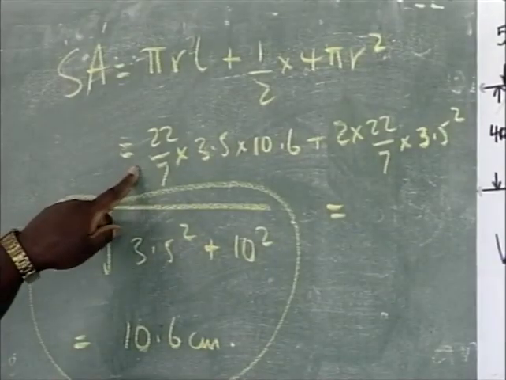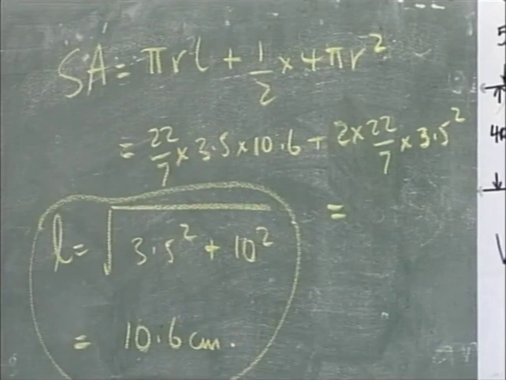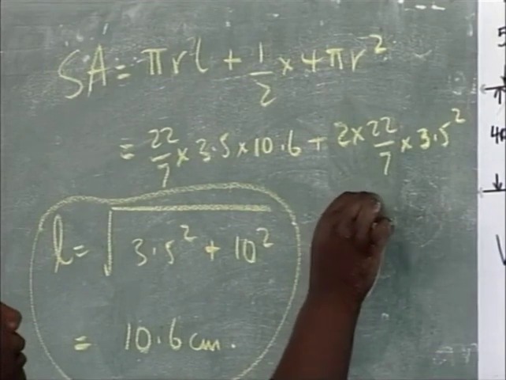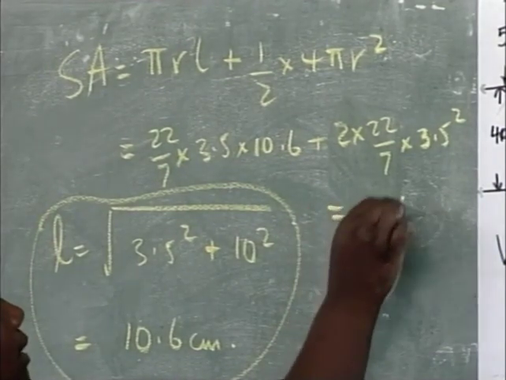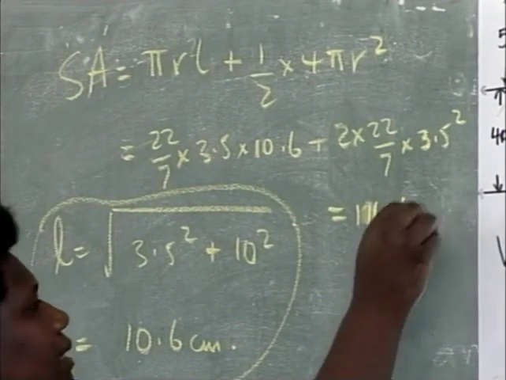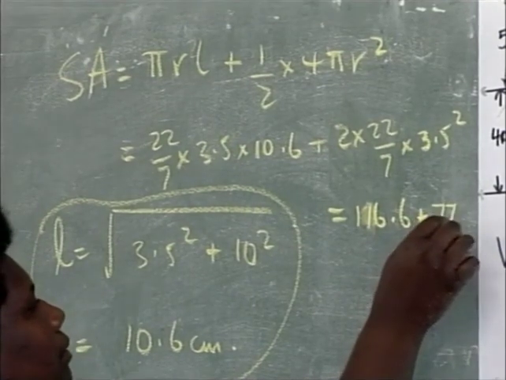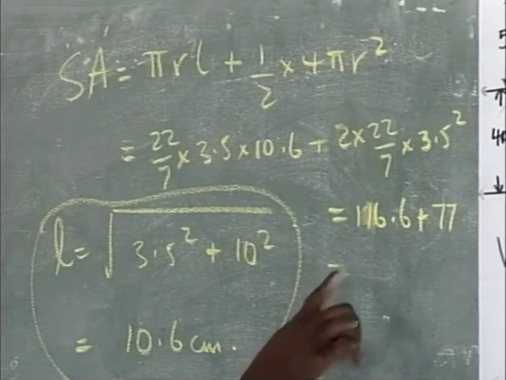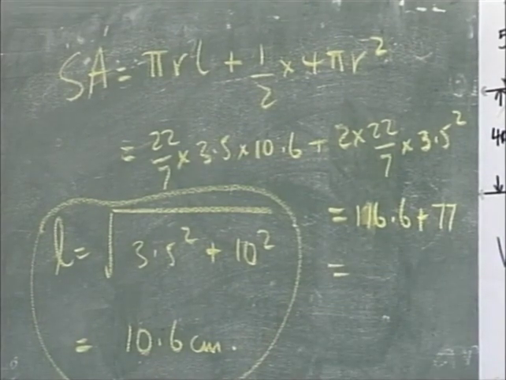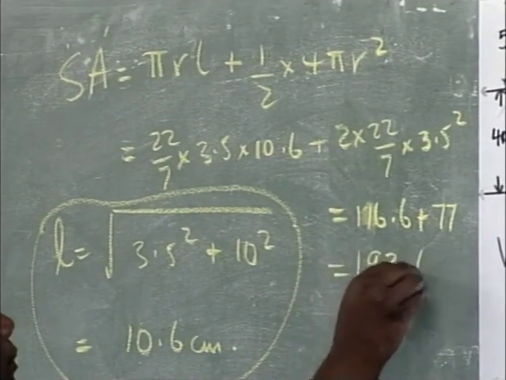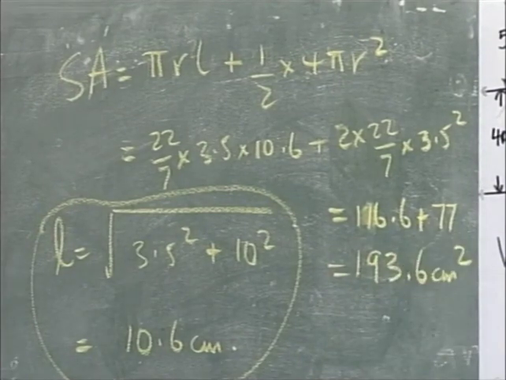The first one, pi r l, 22 on 7 times 3.5 times 10.6, is 116.6. And this one, 77 to the nearest whole number. Exactly 77. Okay, so 116.6 plus 77 is 193.6. So this is the correct answer.